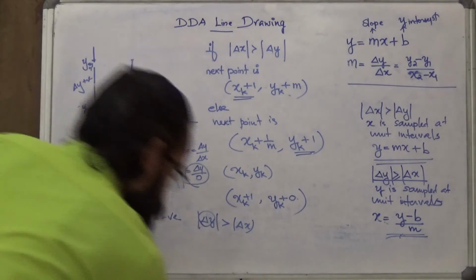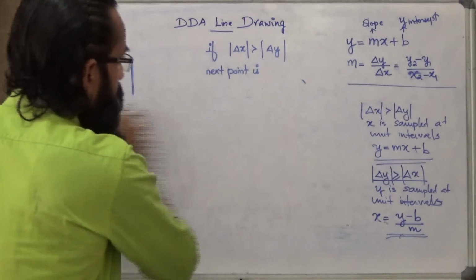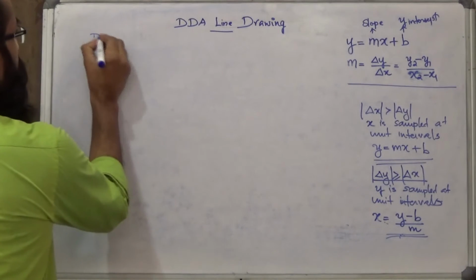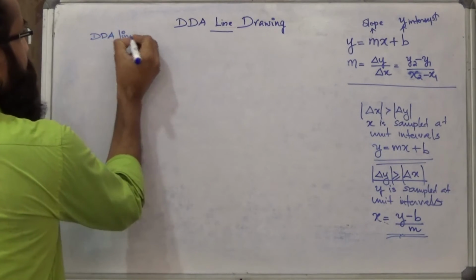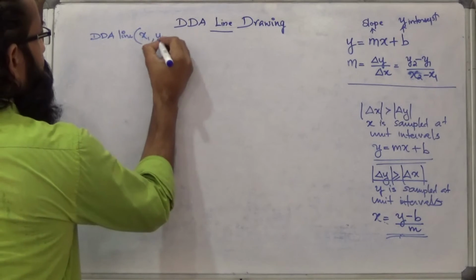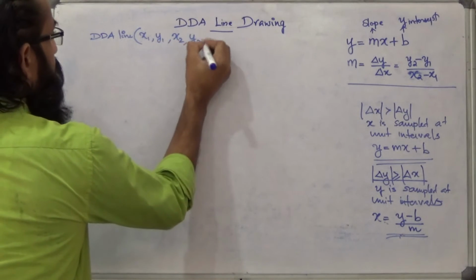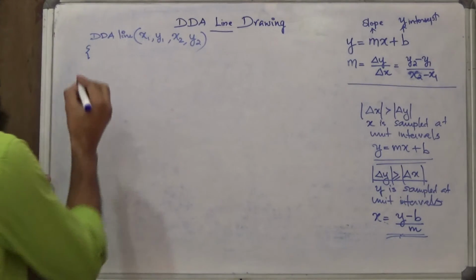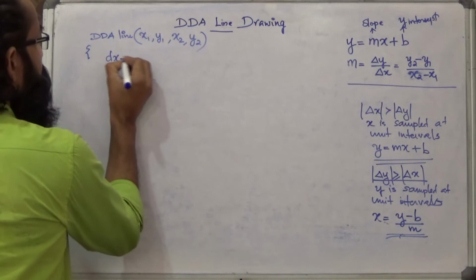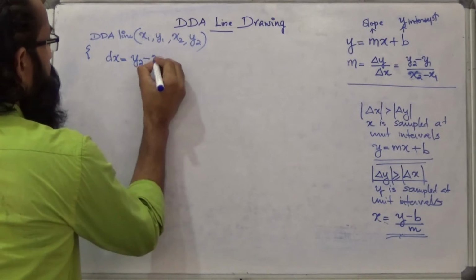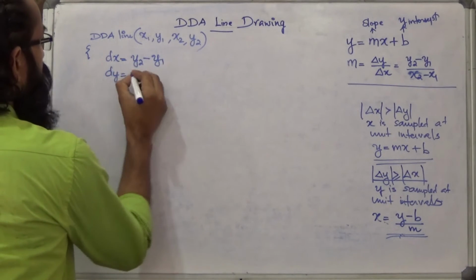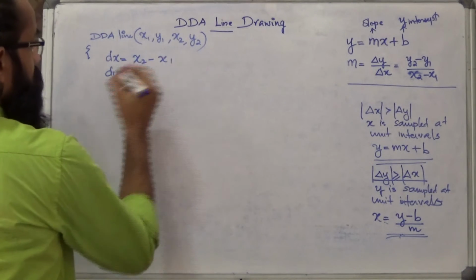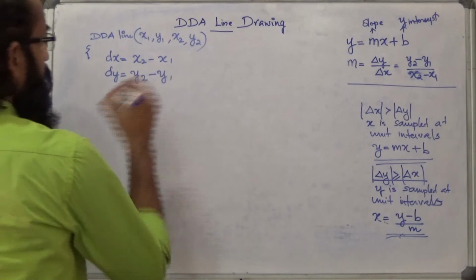So now let us consider the formal algorithm. As I said, this line drawing algorithm receives parameters x1, y1, x2, y2, the line endpoints. So the first step is to compute dx and dy. dx is equal to x2 minus x1, dy is equal to y2 minus y1.